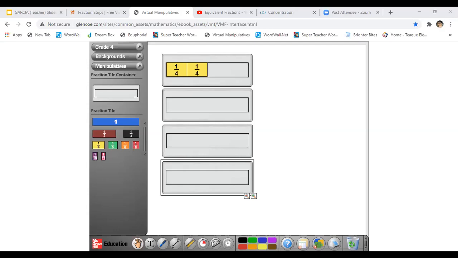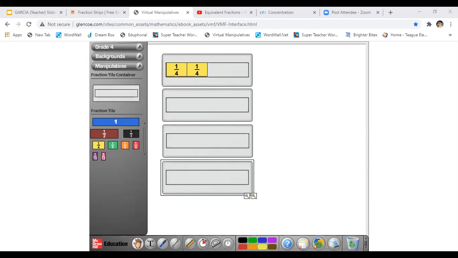So can you please pause the video and write down a fraction that you think takes up the same amount of space as 2/4, even though it doesn't have the same number of pieces in it. So pause it, write it down, and then press play. Okay, now that we're back, what do you think? What do you have here?